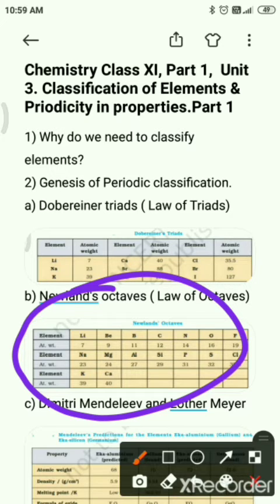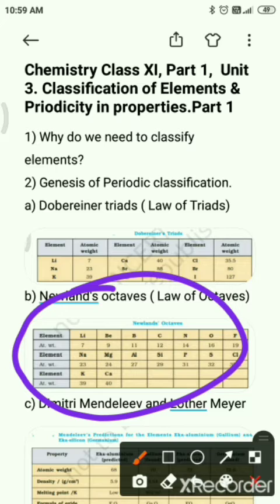So the relationship was just like every eighth element resembling the first in the octaves of music. Newlands' law of octaves seemed to be true only for the elements up to calcium. Although his idea was not widely accepted at the time, for his work he was later awarded the Davy Medal in 1887 by the Royal Society of London.